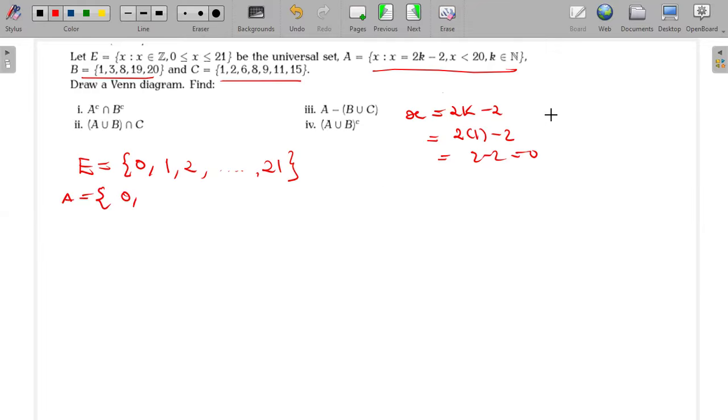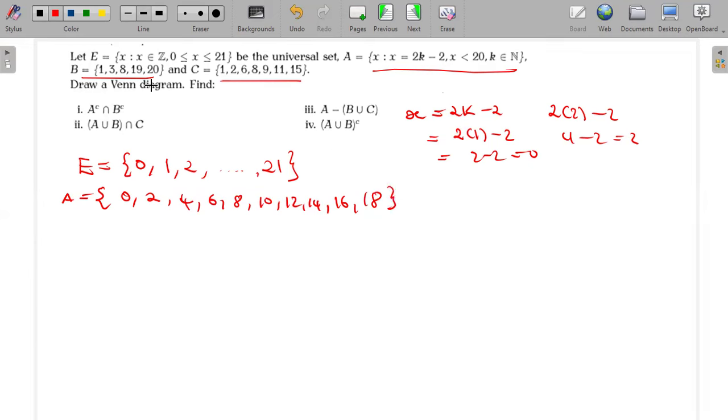You do the same, put 2 there: 4 minus 2, which gives you 2. So you see we'll just continue to get even numbers that are less than 20. That's 0, 2, 4, 6, 8, 10, 12, 14, 16, and 18. The next number would be 20, but 20 we're told is not part of our set, so we end it here.